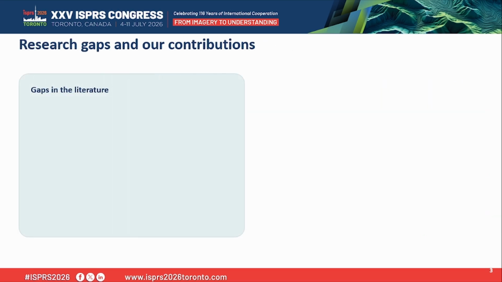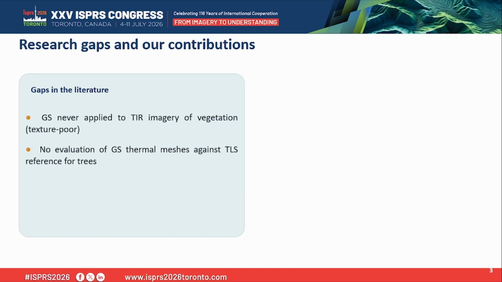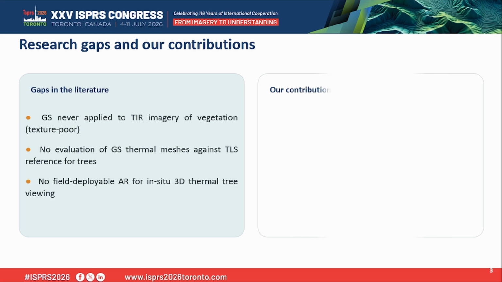The research gaps that we identified are three main gaps in the literature. First, Gaussian splatting had not been applied to thermal vegetation imagery, which is low texture and difficult to reconstruct. There is no evaluation and validation of Gaussian splatting thermal meshes against a TLS reference for trees, and there is no field-deployable augmented reality for in-situ 3D thermal tree viewing.